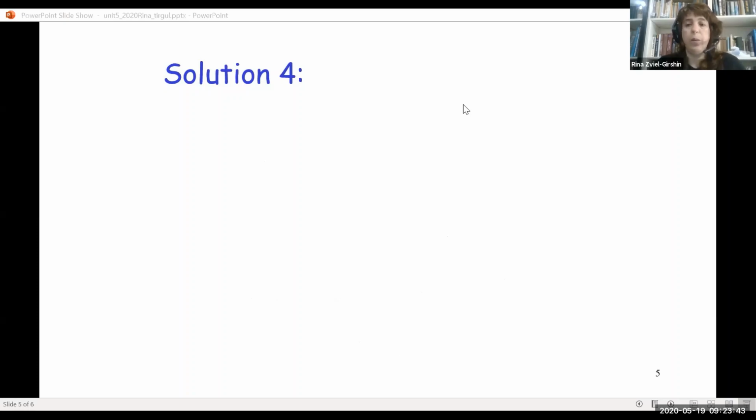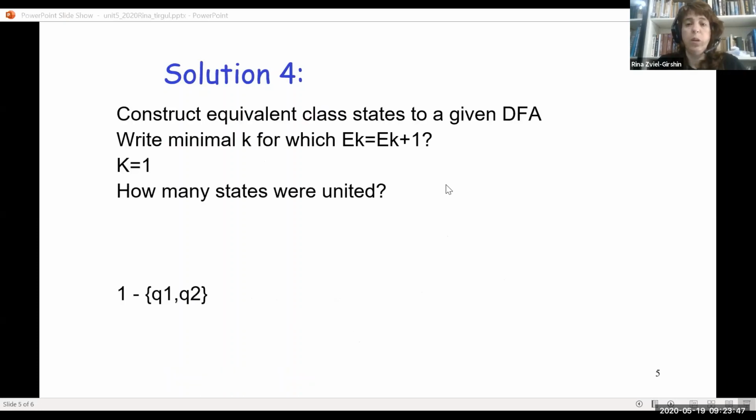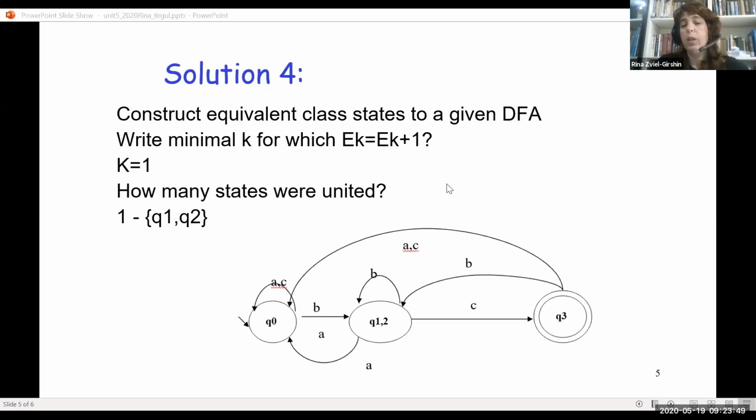Oh, okay, everyone finished, so I can show the final automaton. Q1 and Q2 are united, Q0 is the initial state, Q3 is the next state, and then we just have all the input letters. We have A, B, and C. So we have Q0 with A, B, and C, Q1 with A, B, and C, and Q3 with A, B, and C. And that's it.